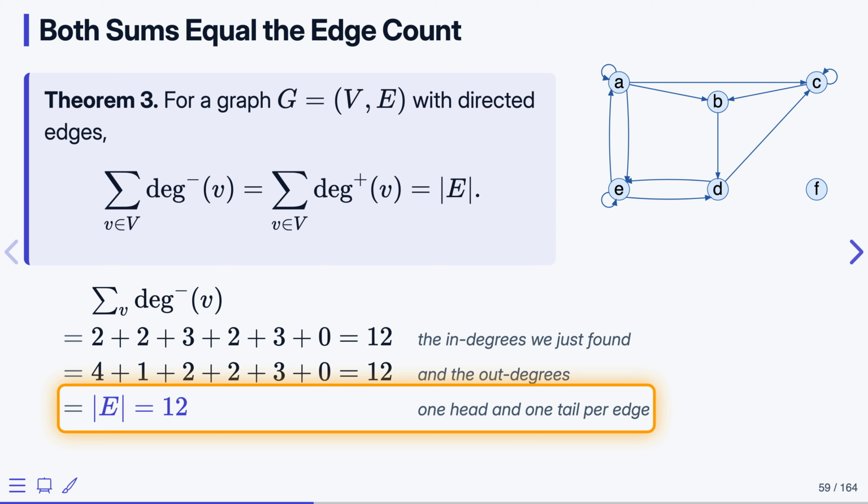Why must this always happen? Look at 1 arrow. It has exactly 1 head, where it points. That adds 1 to somebody's in-degree. It has exactly 1 tail, where it starts. That adds 1 to somebody's out-degree. So each sum counts every edge exactly once.